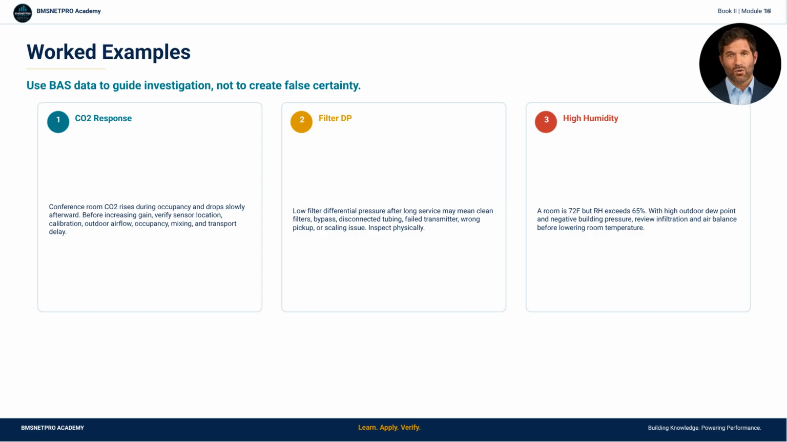These examples show how to think. A slow CO2 response may not mean the PID loop is wrong. It may reflect room volume, mixing, and ventilation rate. A low filter differential pressure may not mean the filters are fine. It may be bypass or bad tubing. A high humidity complaint may not be solved by lowering the temperature set point. The moisture pathway may be infiltration caused by pressure imbalance. Use the data to decide what evidence to verify next.